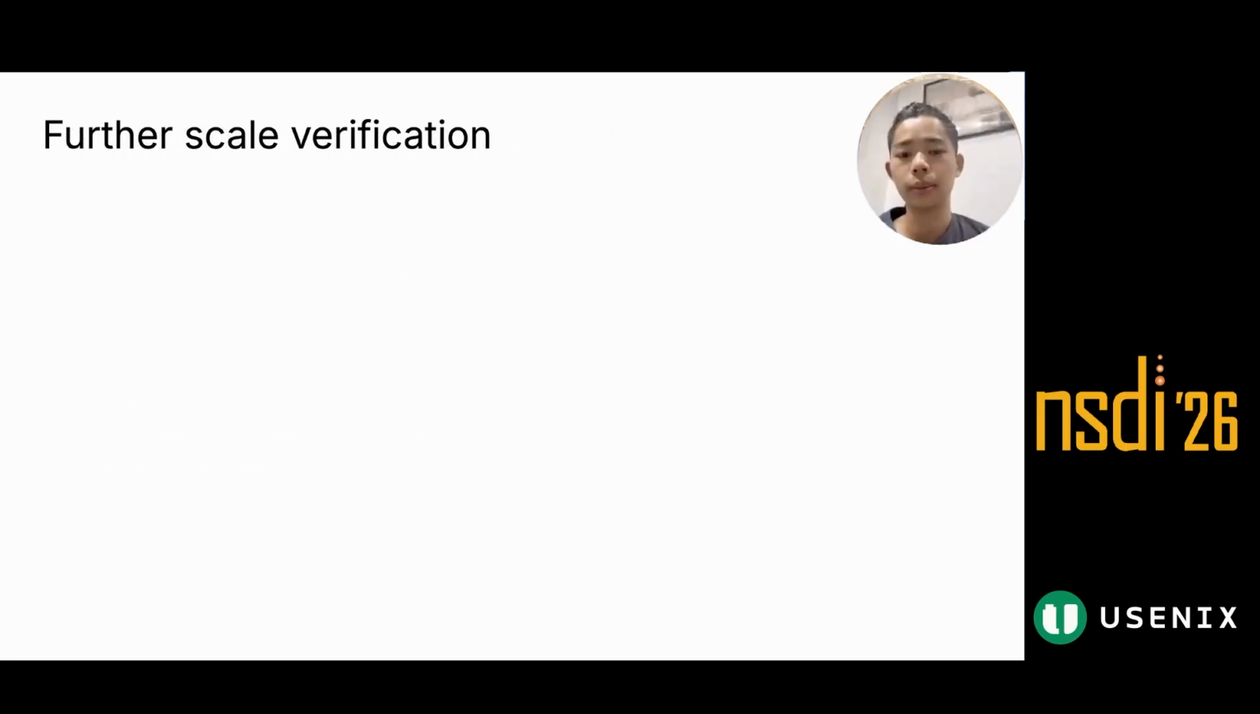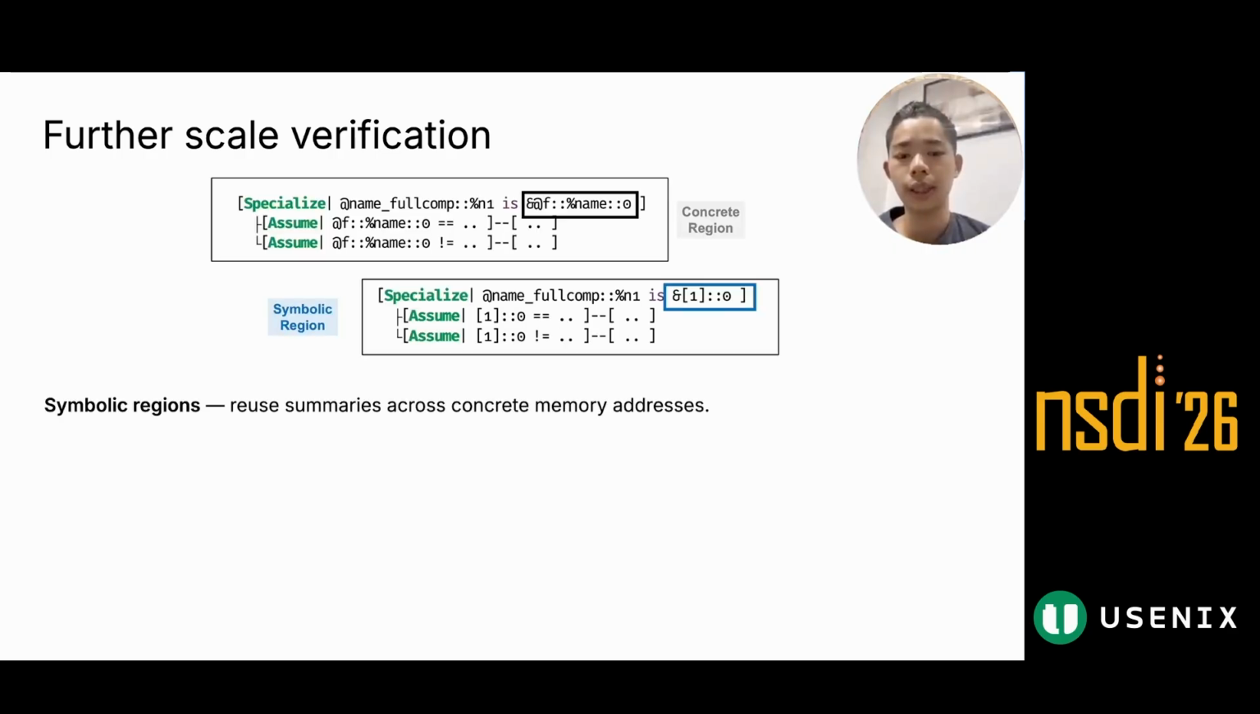Beyond the core algorithms, we also implemented 3 more techniques to really scale JIT summaries to full system verification. First, symbolic regions. This decouples summaries from concrete memory addresses. When a function takes a pointer to a stack allocated variable, the summary shouldn't be tied to that specific memory location. We replace concrete pointers with abstract region IDs, making summaries reusable across all call sites.